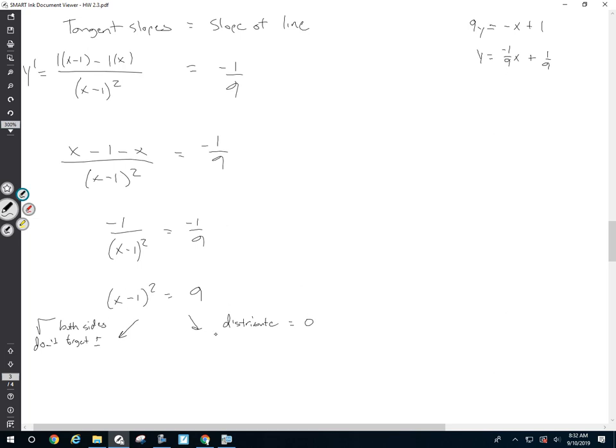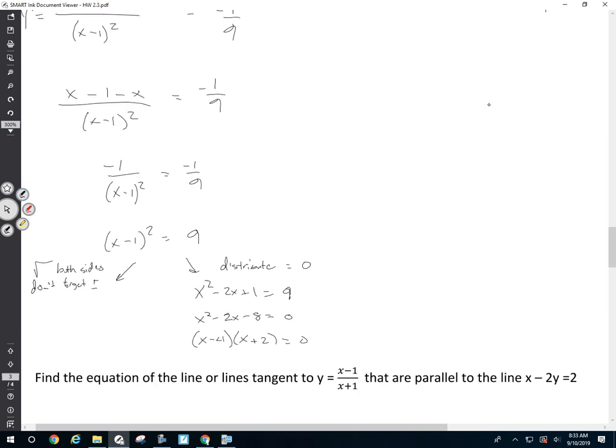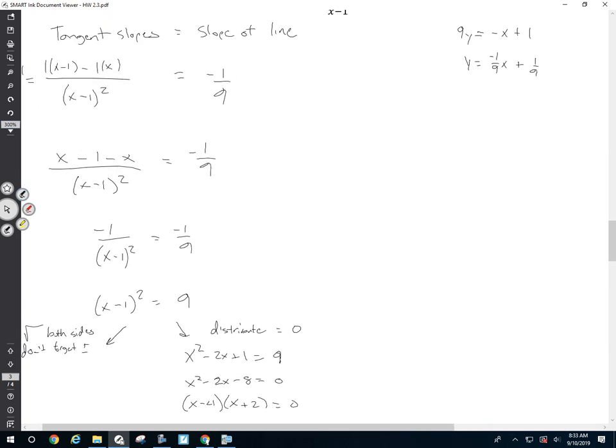I'm going to do the more labor intensive, which I think is the distributing everything. This is x squared minus 2x plus 1 equals 9. I will then write it as x squared minus 2x, subtract 9 from both sides, I get minus 8 equals 0. This factors to be x minus 4 times x plus 2 equals 0. I get my two x coordinates, x equals 4 and negative 2.